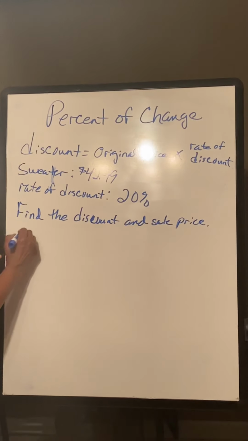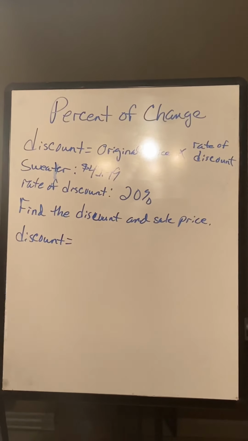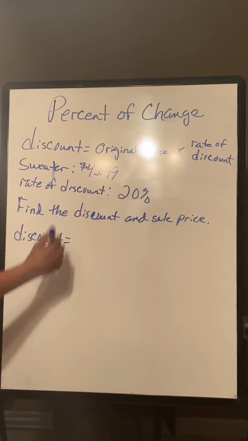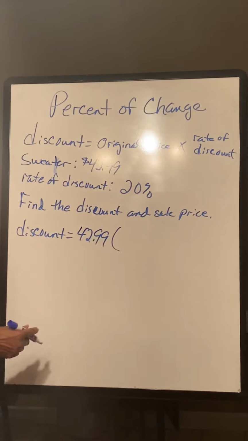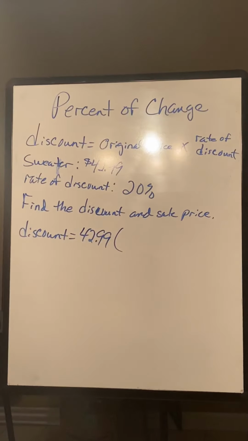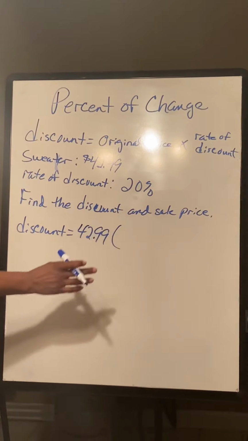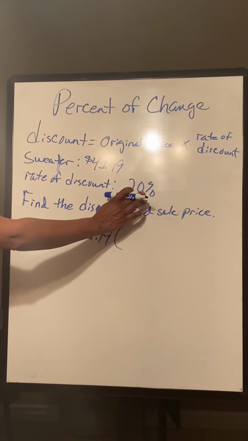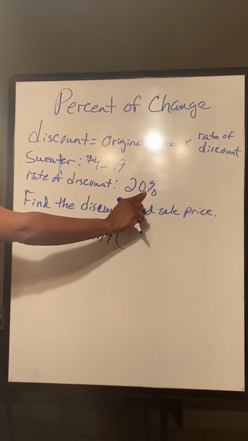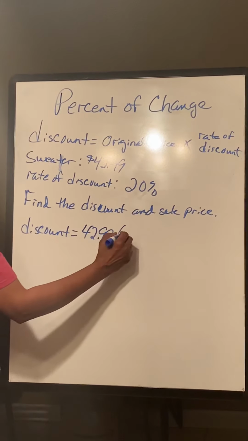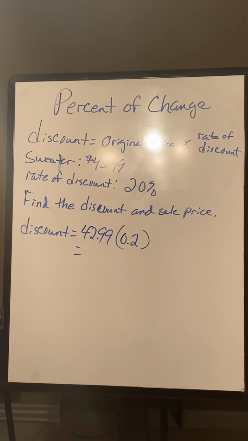So to find the discount, always label your work. So my discount will be equal to the original price of the item, which is $42.99, and I'm going to multiply it by 20%. Now I'm going to change the 20% to a decimal. Remember, to change a percent to a decimal, you drop the percent symbol, shift the decimal 2 places to the left. The decimal for 20 is here, shift 2, 1, 2, so that gives you 0.2. Use your calculator and multiply.